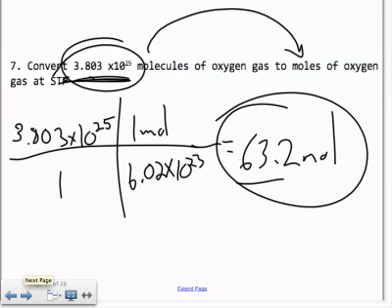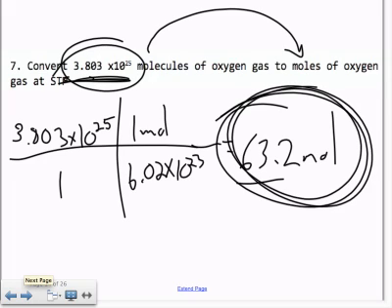If you're doing molecules and you get an answer like this, again, you've either divided when you should have multiplied or the other way around. So just a sort of logic check on these problems to make sure answers are even reasonable.